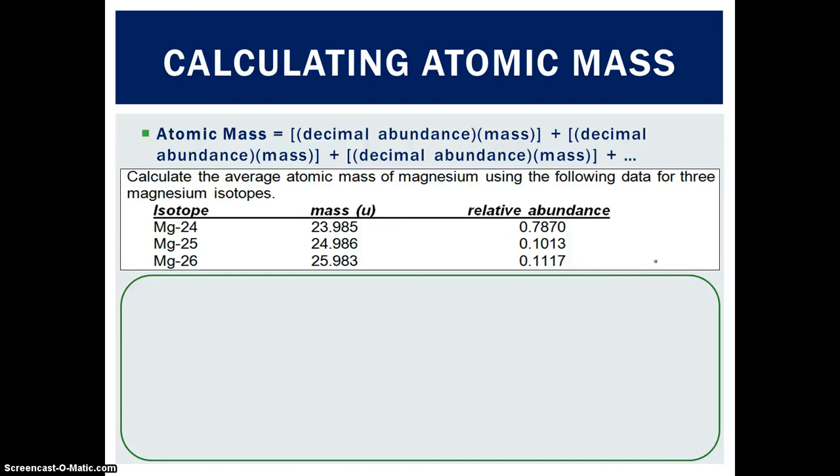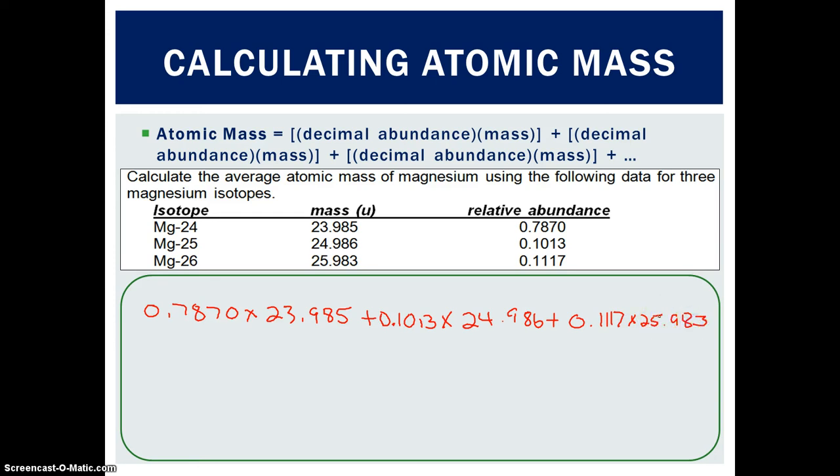So for the first one, I have my relative abundance of 0.7870, and I want to multiply that by the mass, 23.985. And now my next one, 0.1013 times the mass of that isotope plus 0.1117 times the mass of that isotope.